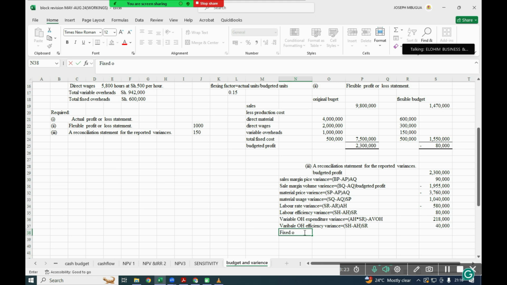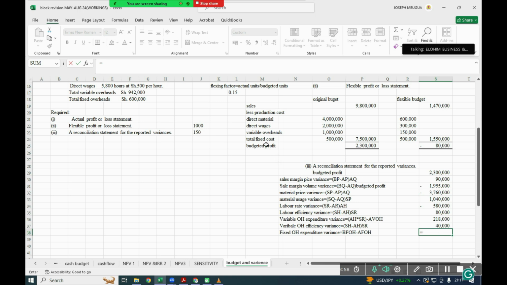The fixed overhead. So fixed overhead expenditure again. For this one, we deal with the fixed overhead expenditure variance. And for the expenditure variance, we said it is just directly the budgeted fixed overhead minus actual fixed overhead.